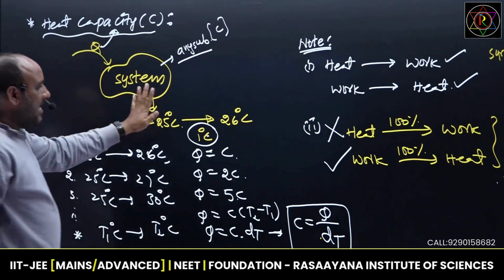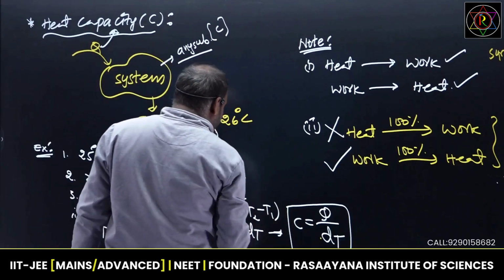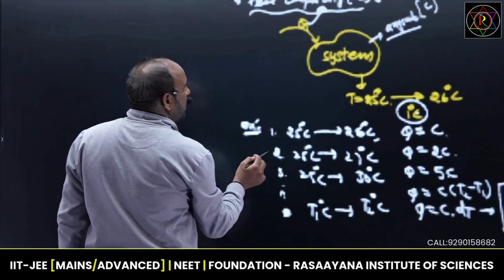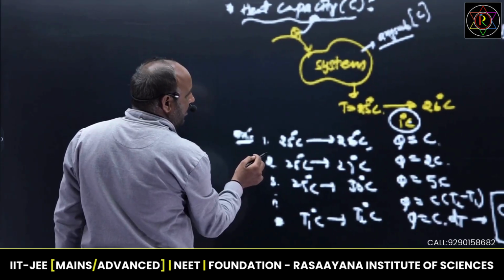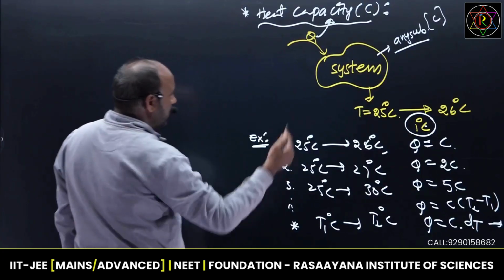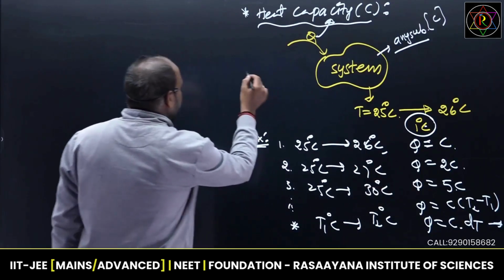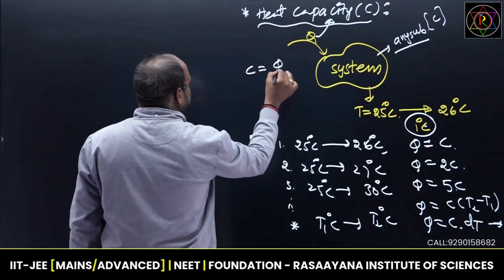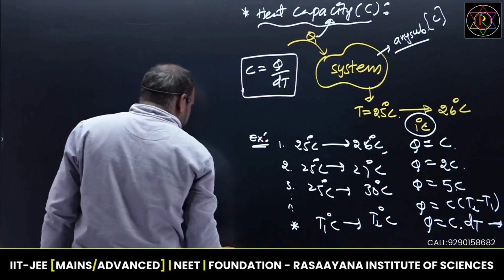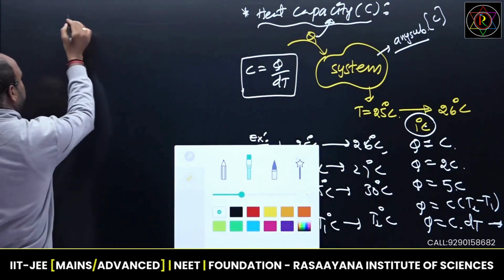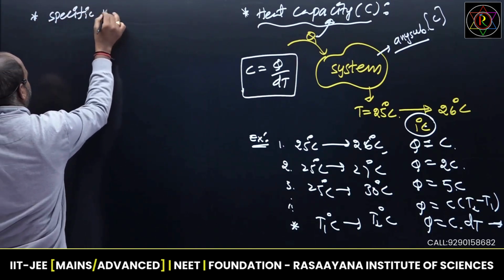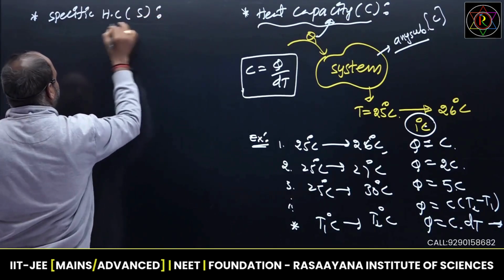With the help of this, we are able to get many terminologies like specific heat capacity, molar heat capacity, then heat capacity at constant volume and heat capacity at constant pressure. That is the equation I will mention here: C is equal to Q by dT. So what is meant by specific heat capacity? Specific heat capacity is denoted with S.